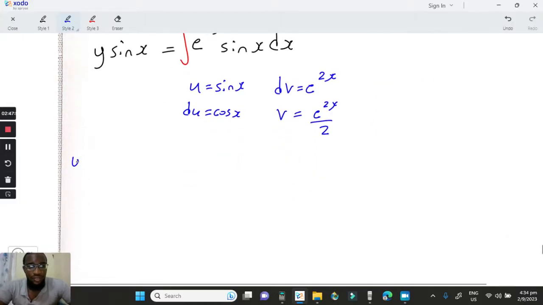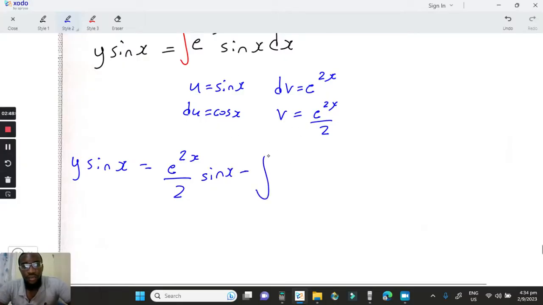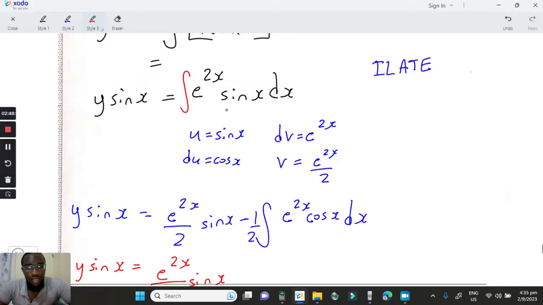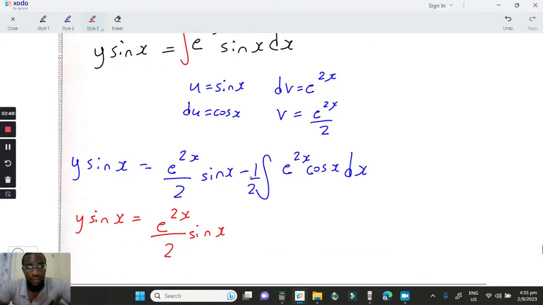So in this case now we have y sin x equal uv, which is e^(2x) over 2 sin x, minus the integral of v du, which is e^(2x) cos x over 2. I'll factor out that and put half out here, dx. We're going to have to go again, this part using by parts again. So y sin x is equal to e^(2x) over 2 sin x. And I'm just going to call this part I as well. And this is now minus a half times in bracket.